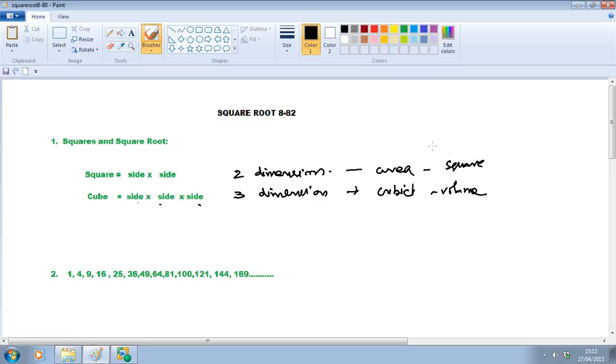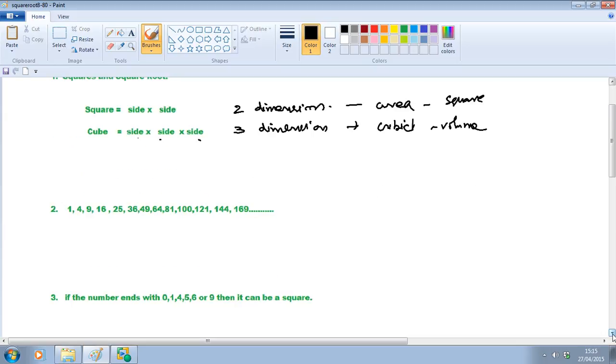So what is two dimensional? It has an area. Three dimensional, cubic, is like a ball. You can't represent it in two dimensions.